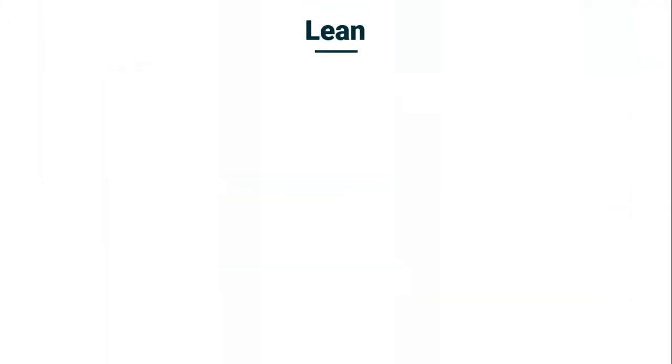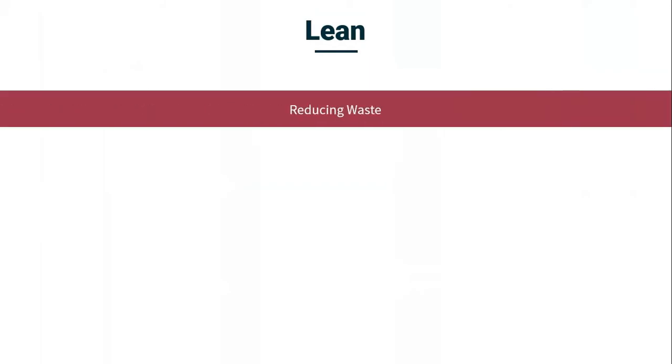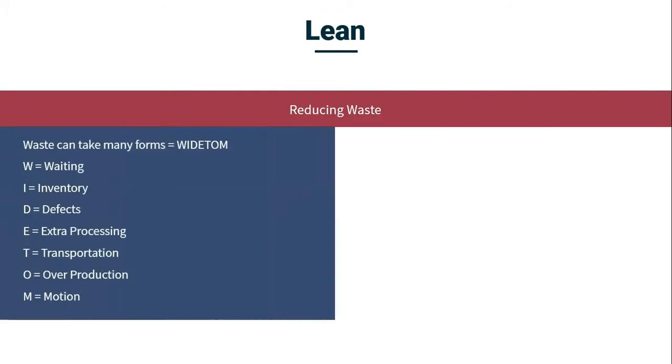So our third methodology is lean. Lean is about reducing the waste. The waste can take many different forms like waiting, inventory, defects, extra processing, transportation, overproduction, and motion.